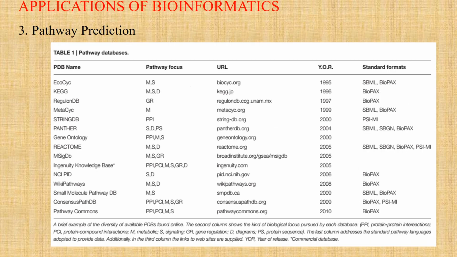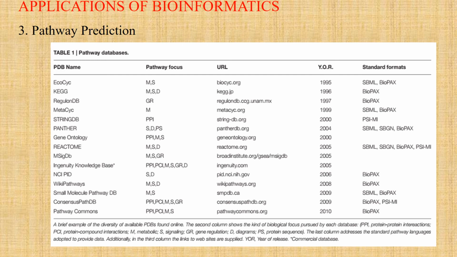So the third application of bioinformatics is pathway prediction. After predicting your genes, you might want to go into the lab and test these genes on the bench. Or you might also want to use the computer to predict which pathway is highly enriched by the genes from your prediction.